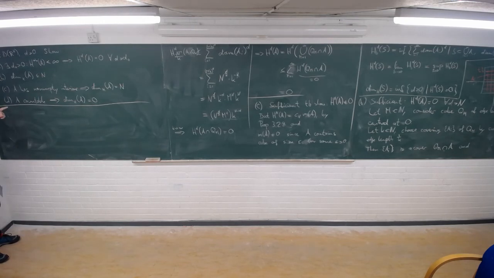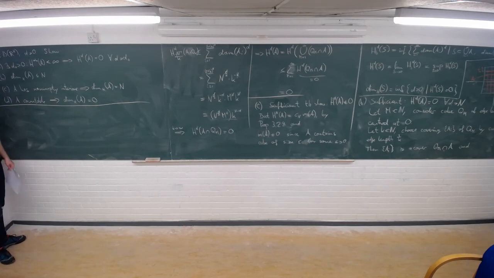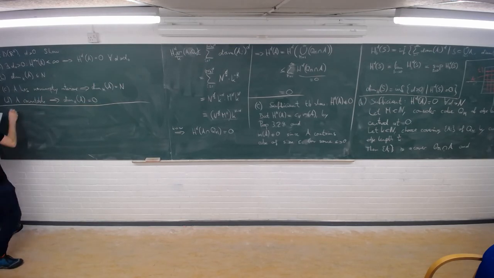And part D, if A is countable, then the Hausdorff dimension must be 0. This is very similar to things we've seen in the lecture. This is very similar to showing that the Lebesgue measure of a point is 0, for example.